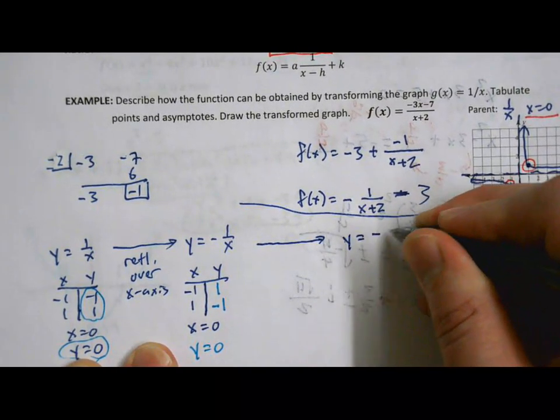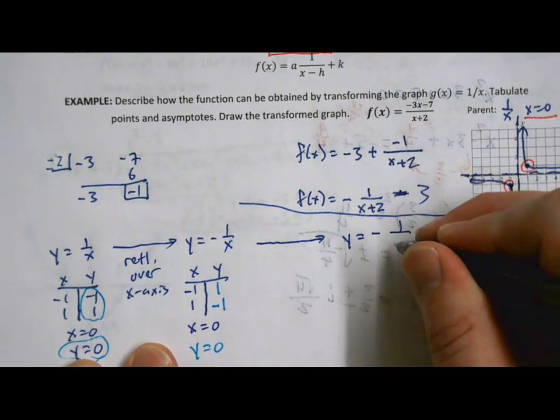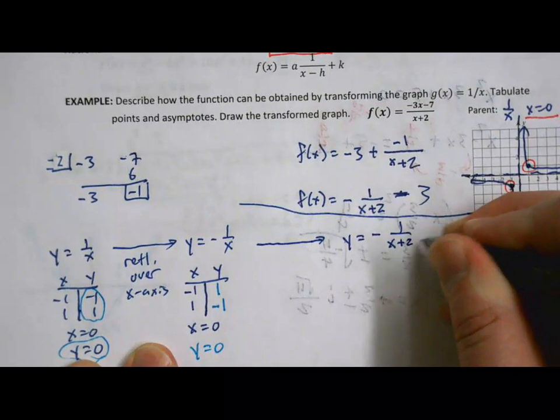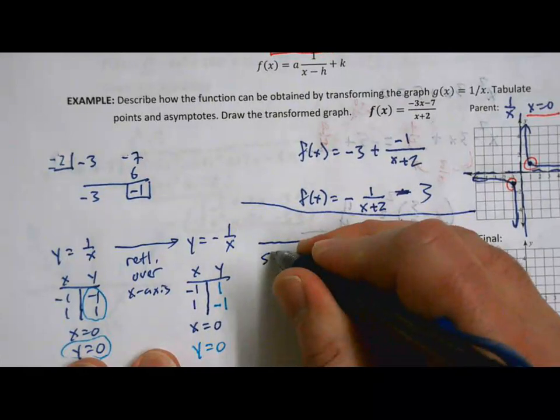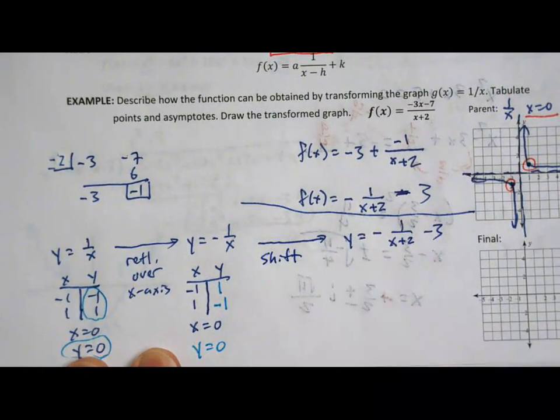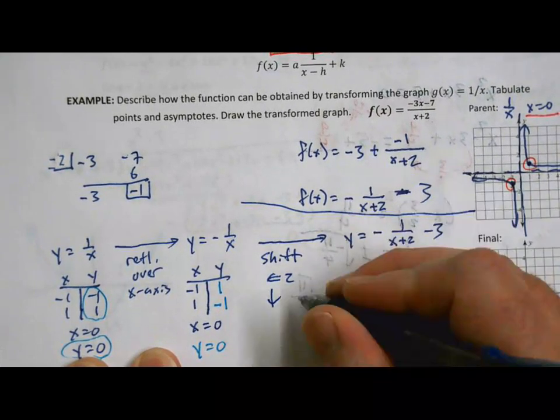Now, if this is too big of a bite for you, if you'd feel more confident doing them separately, you're more than welcome to do that. But I'm okay with you doing your shifting together. So we did a shift to the left by 2 and down by 3.